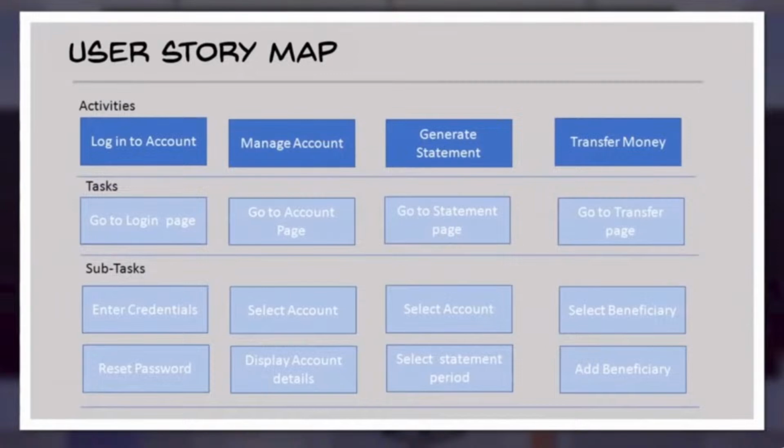So some of the transactions, like generating a statement or transferring money, even for that the steps are written. So going to the statement page, then selecting the account for which you need a statement, then selecting the period from when to when the statement is required, and then clicking on it and downloading that particular statement, or choosing an option mentioning that I need this in an email or I need a hard copy of this.